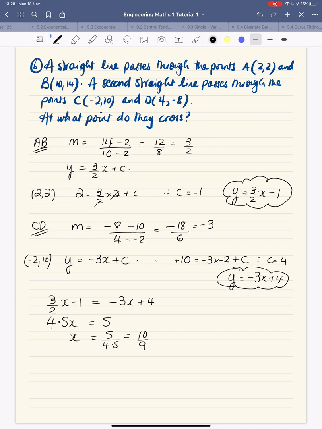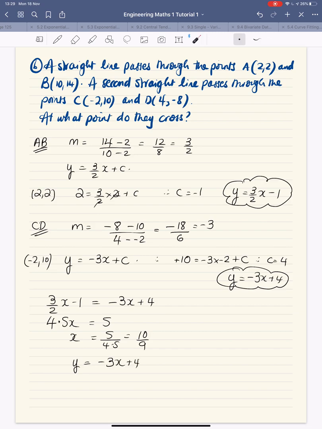4.5x is 5, yeah. Does that one work as well? Minus 12 plus 4 is minus 8. 1.5. Yeah. So x is, and then so y is minus 3x plus 4.